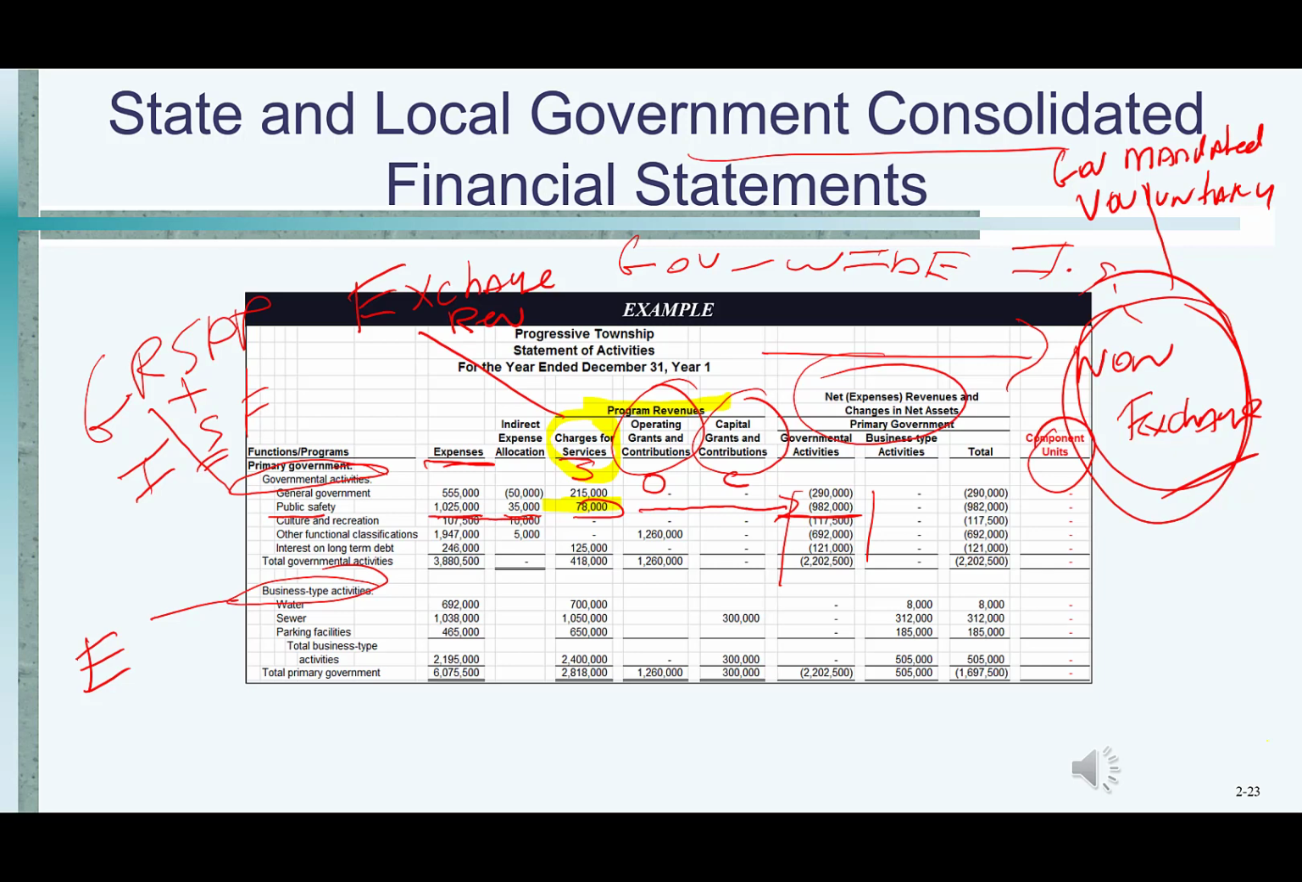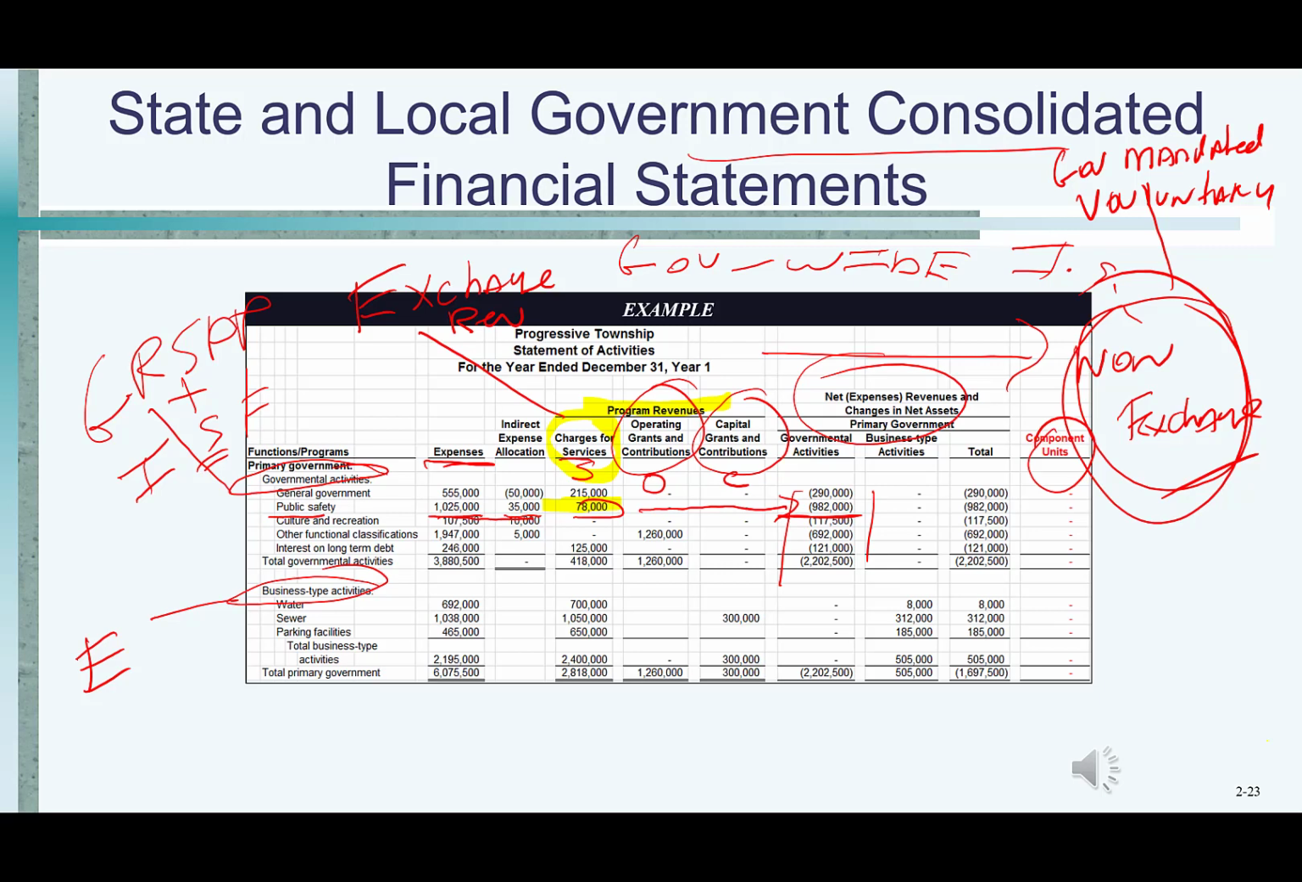And our non-exchange money can either be considered a mandatory non-exchange or a voluntary non-exchange. Voluntary non-exchange is something like what I just described, in that the lower level of government has to apply. They have to say, hey, we would like some of that COPS money. Here's what we're going to use it for. The Department of Justice will go through and look at all the different applications. They only have so much money in the pot, and they decide who the winners are, right? Okay, so that's considered voluntary because they are what? Applying for money under those programs.